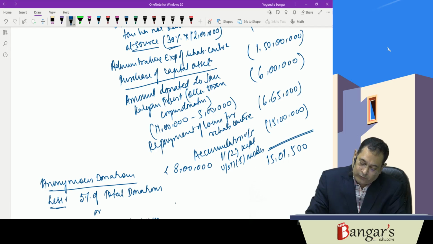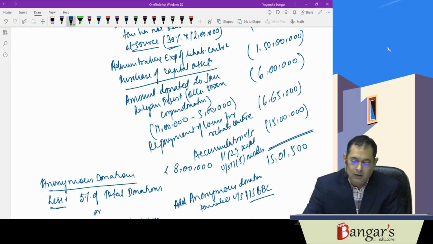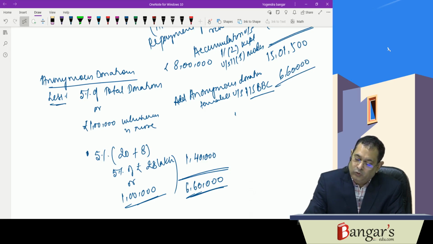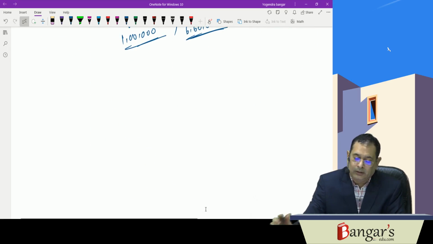And anonymous donations, add anonymous donations taxable under section 115BBC. So that works out to be 6,60,000. So this is the total income. You can calculate it. Total income works out to be 21,61,500.